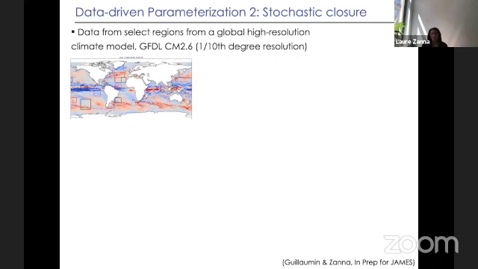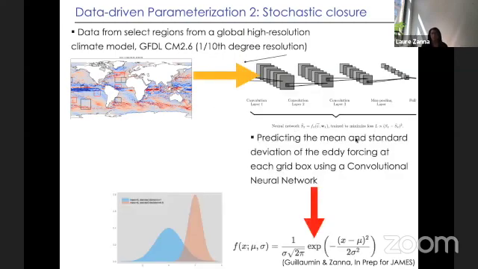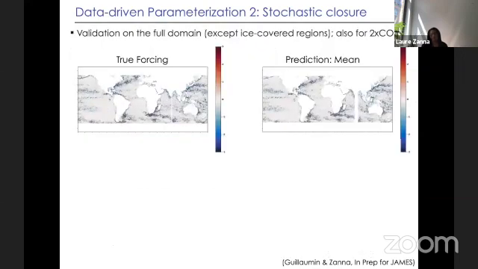Okay, and so the last showcasing before I close is just this idea of learning from higher resolution data. So now we're going to learn from a global climate model, not idealized cases anymore. And we're going to use a neural net to predict the mean and the variance, using basically a modified architecture of the convolutional neural net. So now we're using global climate data from a very high resolution climate model, the GFDL model. And I'll just play the movies.